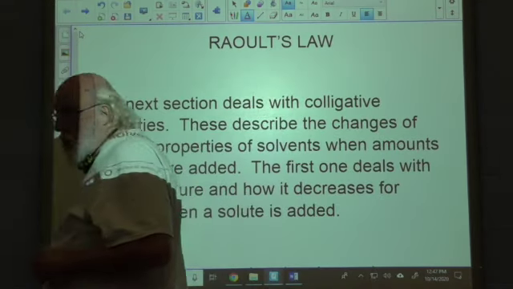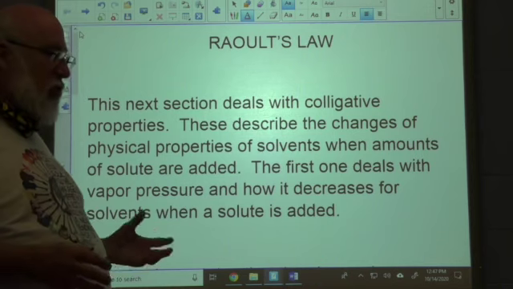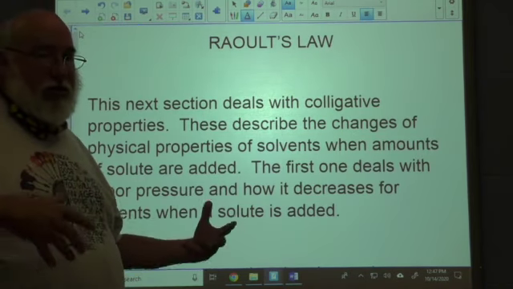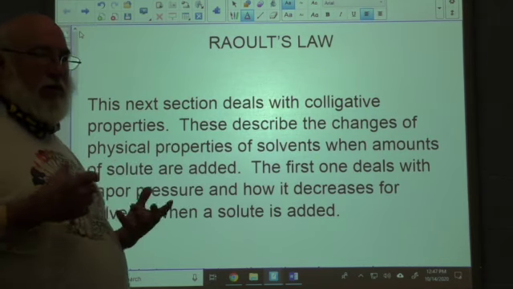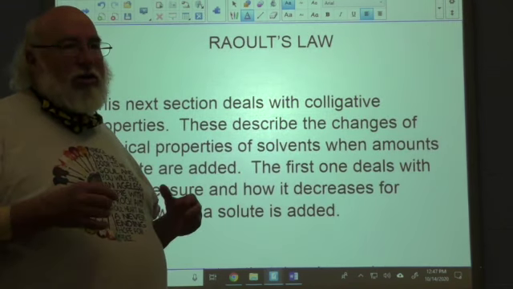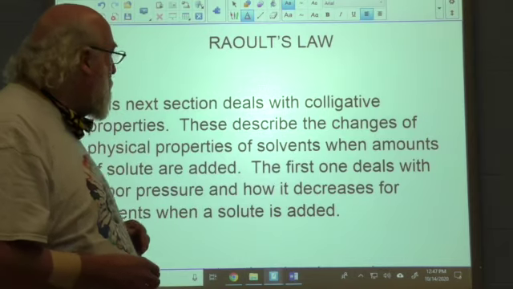Colligative properties are properties that affect the physical properties of solutions, particularly a solvent, and how the solvent changes with the fact that it becomes a solution because of all the bonding that the solvent molecules have to make with the solute. It'll change some of these physical properties fairly dramatically.